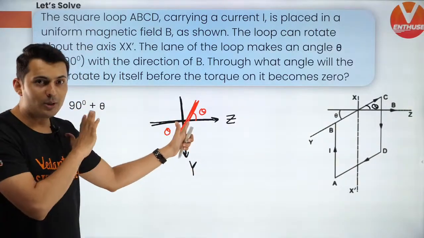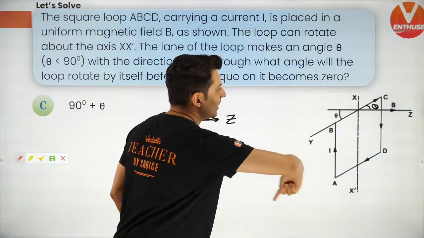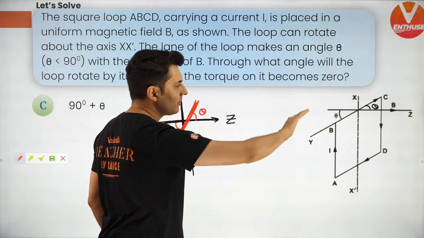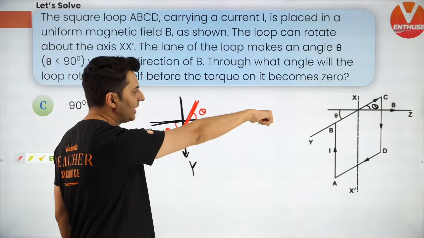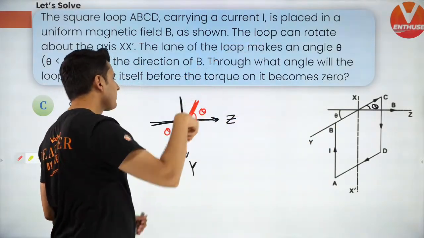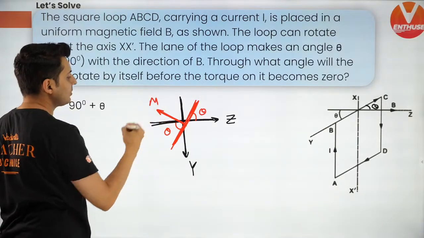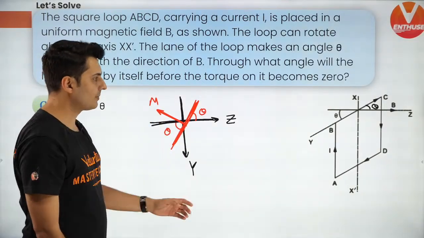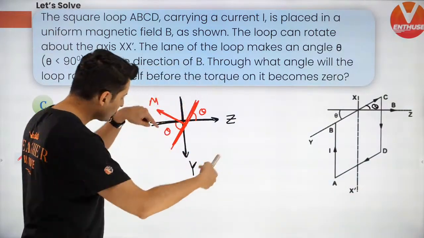Now, if you're able to visualize this from the top, just think, because the current is going like this, curl your fingers in the direction of current, you will see the direction of magnetic moment. It is going that way. That means the magnetic moment, when you see it from the top, will be this way. I hope this is clear. You're seeing it from the top, guys. Understand the magnetic moment is coming here, so it will be that way.